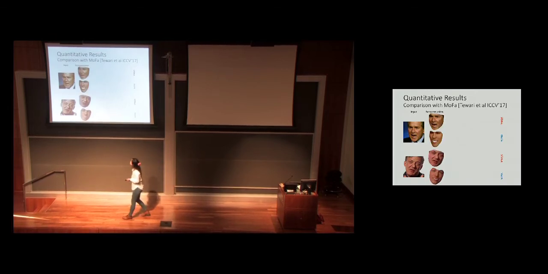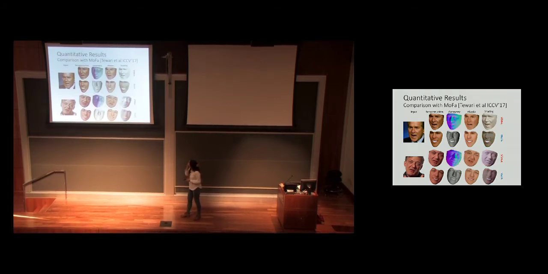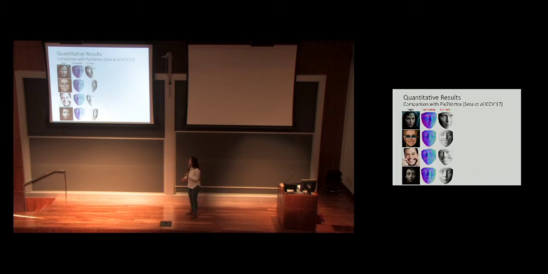Here's another result. This is a comparison with the linear-based model, MOVA. You can see that our reconstruction is a lot better. And here's the albedo and the geometry and the shading. Okay, so we also compare with a method that only recovers geometry. So this is our geometry, and we relight it to evaluate whether the geometry is reasonable or not. This is like looking at it from a different viewpoint.